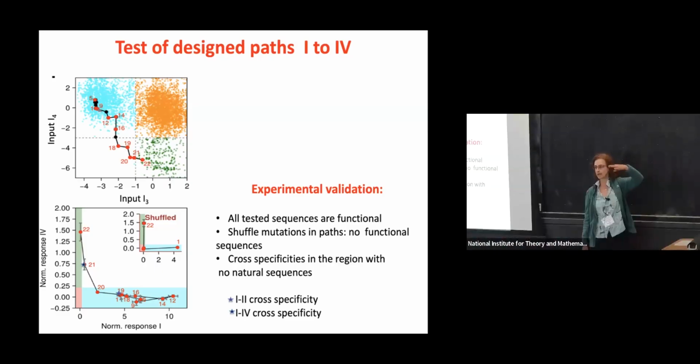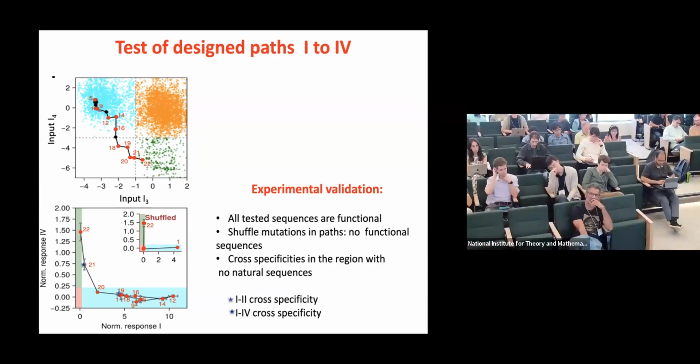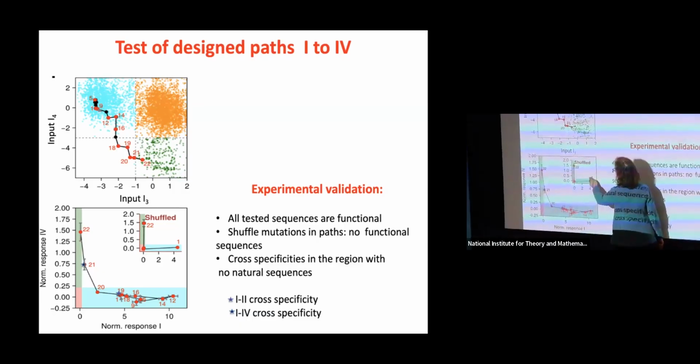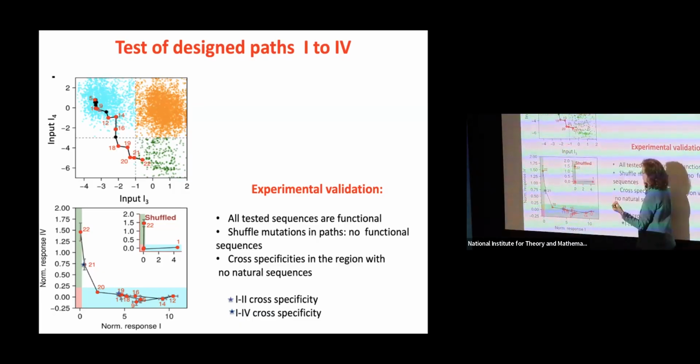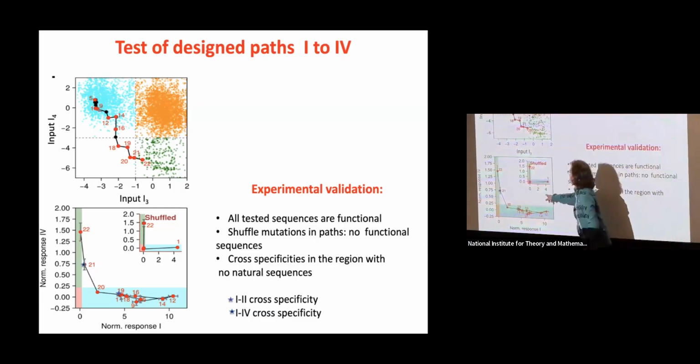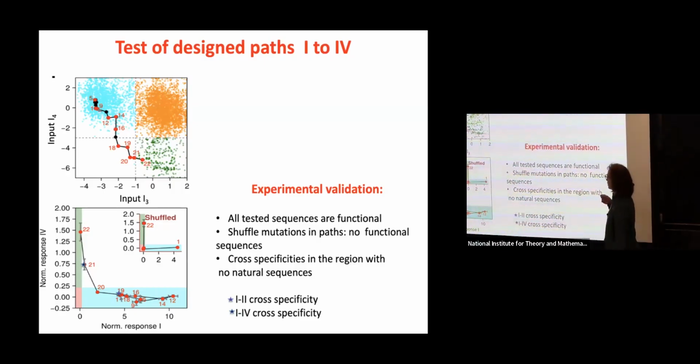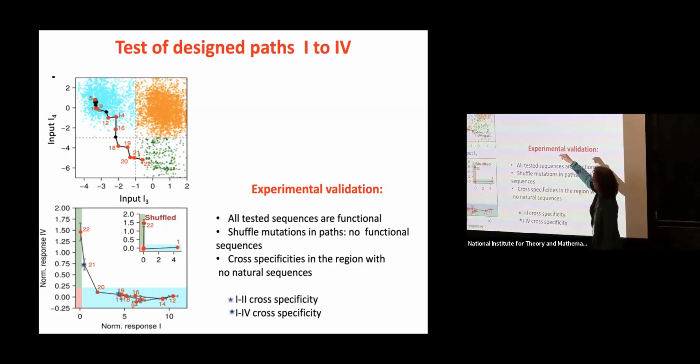But if the background on which you are doing the mutation is not the right one, if you have not prepared the background with a given number of mutations, you will not have... The RBM also says that, and these are exactly the shuffled paths. In this case, only the 1 and 21, the anchoring points, are functional, and the others are non-functional.